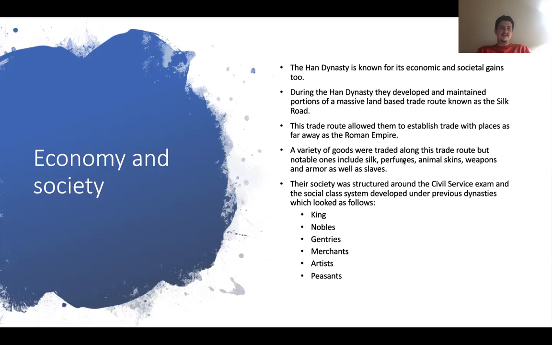Despite being named the Silk Road, silk wasn't the only thing that was traded on this trade route. Obviously, the big one is silk. That's what the Han Dynasty is known for, their silk production, their quality silk. It was highly sought after in Europe, in the Roman Empire. They also traded perfumes, different animal skins, weapons, armor. And the Silk Road was also a very big network for the slave trade as well.